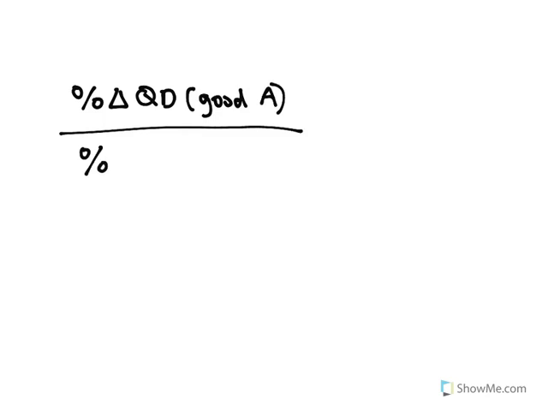So the formula for the cross-price elasticity of demand is the percent change in the quantity demanded of good A divided by the percent change in price of good B. Okay? So percent change in price of good B is on the bottom, percent change in quantity demanded of good A is on the top. And then that's going to spit out some number, some coefficient.